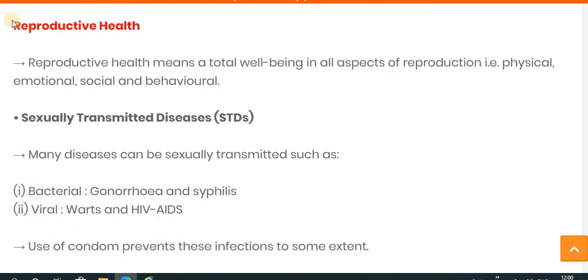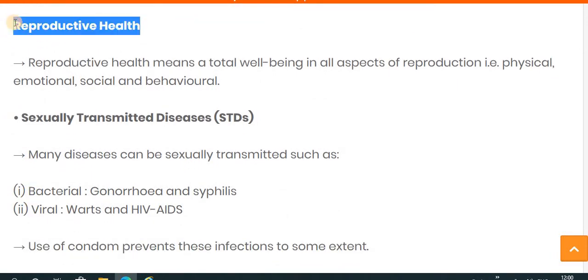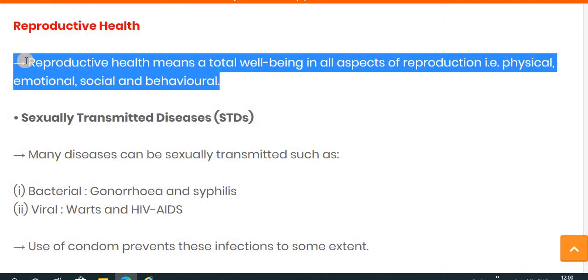Now the next topic is reproductive health. Reproductive health means a total well-being in all the aspects of reproduction, for example, physical, mental or emotional, social and behavioral. Then we consider a person as reproductively healthy.